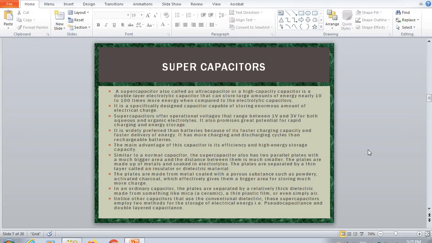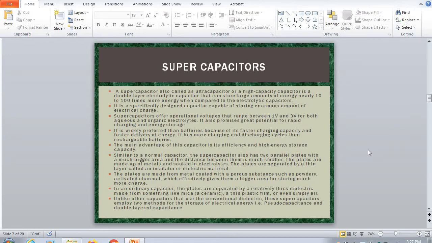Similar to a normal capacitor, the supercapacitor also has two parallel plates with a much bigger area and shorter distance. The plates are made of metals and soaked in electrolytes. The plates are separated by a thin layer called an insulator or dielectric material. The plates are made from metal coated with a porous substance, powdery activated charcoal, which effectively gives them a bigger area for storing much more charge.